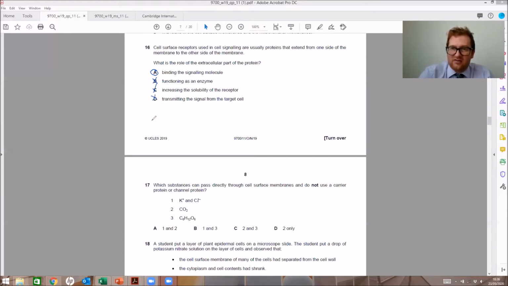Okay, it's not a neuron, it's not transmitting impulses or any other chemical messengers. It's just to bind to whatever it's come in contact with. Okay, so option A is the answer for question 16.